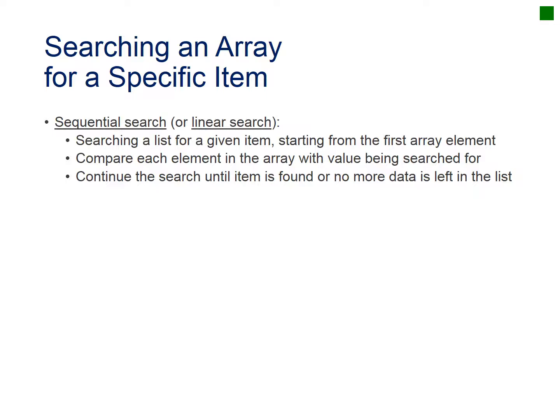Searching an array for a specific item. A sequential search or linear search is used for searching a list for a given item starting from the first array element. Compare each element in the array with the value being searched for, and continue the search until the item is found or no more data is left in the list.